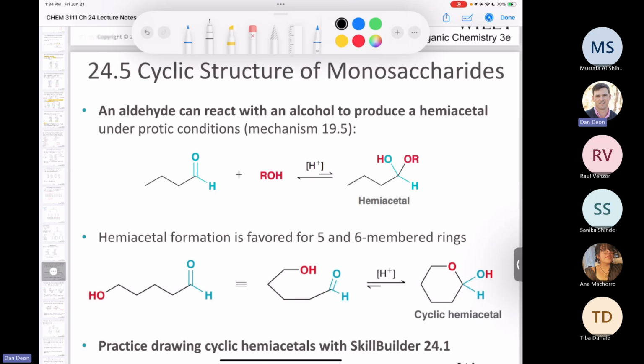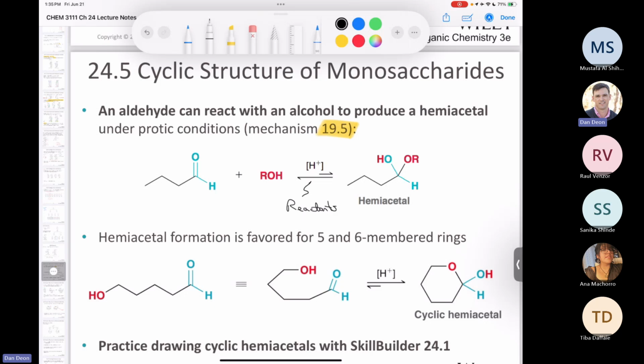If you remember from way back in chapter 19, an aldehyde and an alcohol with a catalytic amount of acid can react in such a way that we make a hemiacetal. And you guys probably remember that if you react with a second equivalent of an alcohol, you can make an acetal. Well, that's not going to be fodder for this chapter. We're just interested in hemiacetals. And if you remember, I told you that hemiacetals weren't even all that stable. You see the equilibrium here is lying towards the reactants. And so that's not a great reaction.